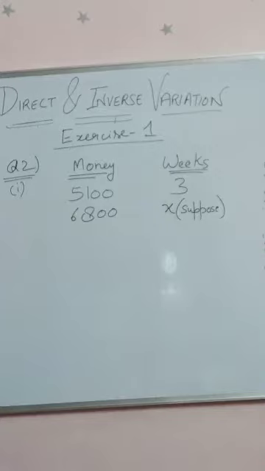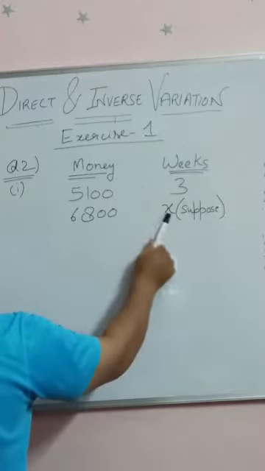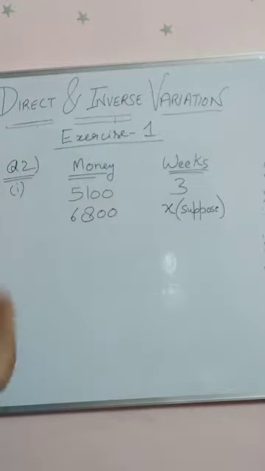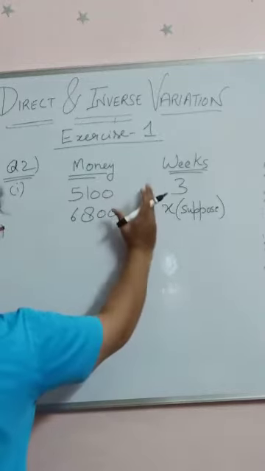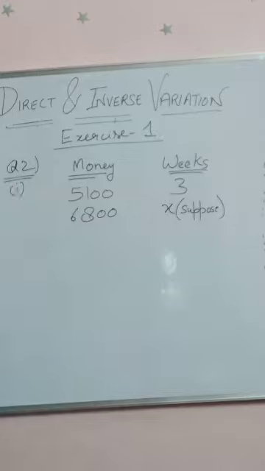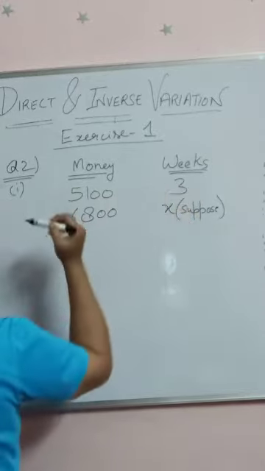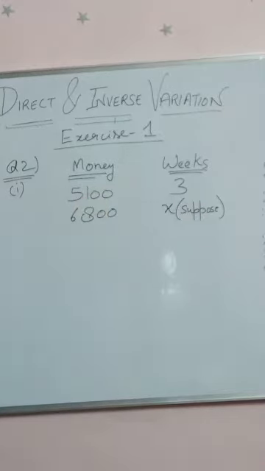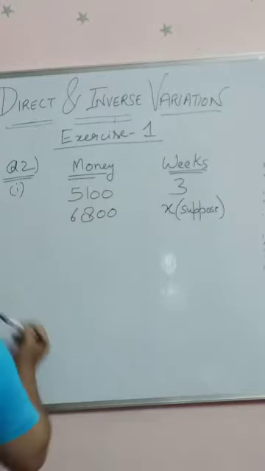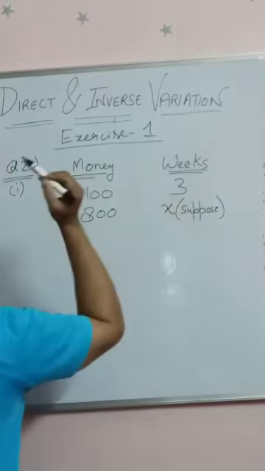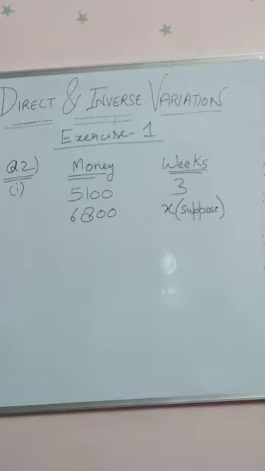Here we are going to find the variation first. What variation means? That whether the quantities are varying directly or in the inverse way, directly or indirectly. So I am going to compare the unknown thing with the known thing. When the person was working for 3 weeks he was earning 5100 rupees. Let me say it in other words. 5100 rupees are earned by a person when he works for this much of time. He is doing whatever work he is doing.